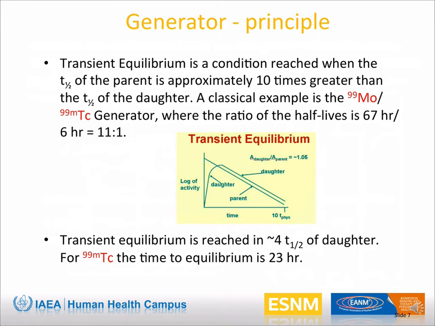A transient equilibrium is a condition reached when the half-life of the parent is approximately 10 times greater than the half-life of the daughter. A classical example is the Moly-99 technetium-99 metastable generator, where the ratio of the half-lives is 67 to 6 hours, which is 11 to 1. Transient equilibrium is reached in roughly 4 half-lives of the daughter. For technetium-99, the time to equilibrium is 23 hours.